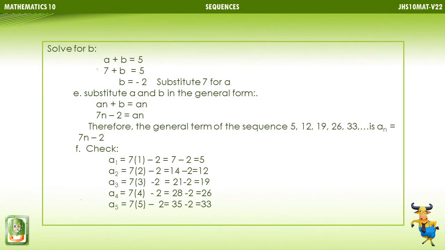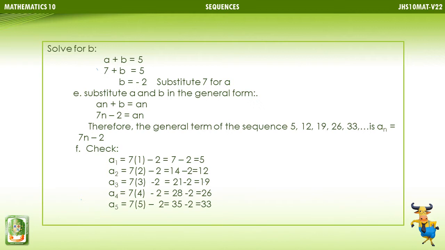Solve for b. a plus b equals 5. 7 plus b equals 5. b equals -2. Step 5. Substitute a and b in the general form. an plus b equals a sub n. 7n minus 2 equals a sub n.